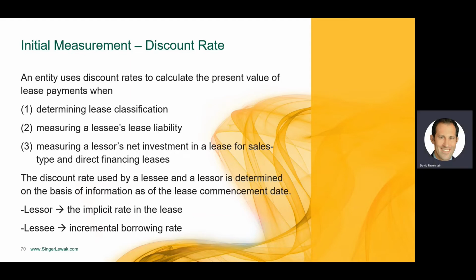You're going to use this discount rate as a lessee and lessor, and that's determined on the basis of information as of the lease commencement date. If you're the lessor, it would be the implicit rate in the lease. If you're the lessee, you would use the incremental borrowing rate to determine that discount rate.